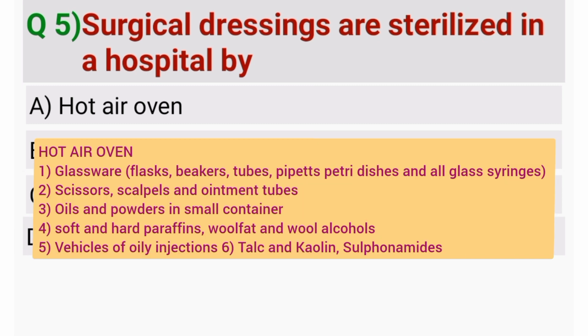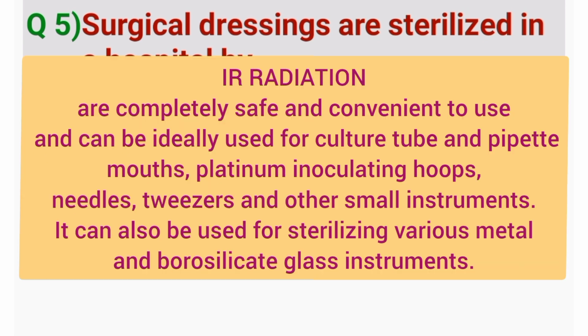The hot air oven is used to sterilize glasswares, scissors, scalpels, and ointment tubes, then oils and powders in small containers, soft and hard paraffins, wool fat and wool alcohols, then vehicles of oily injections, talc and kaolin, sulfonamides. Infrared radiation is completely safe and convenient to use and can be ideally used for culture tube and pipette mouths, platinum inoculating hoops, needles, tweezers, and other small instruments. It can also be used for sterilizing various metal and borosilicate glass instruments.